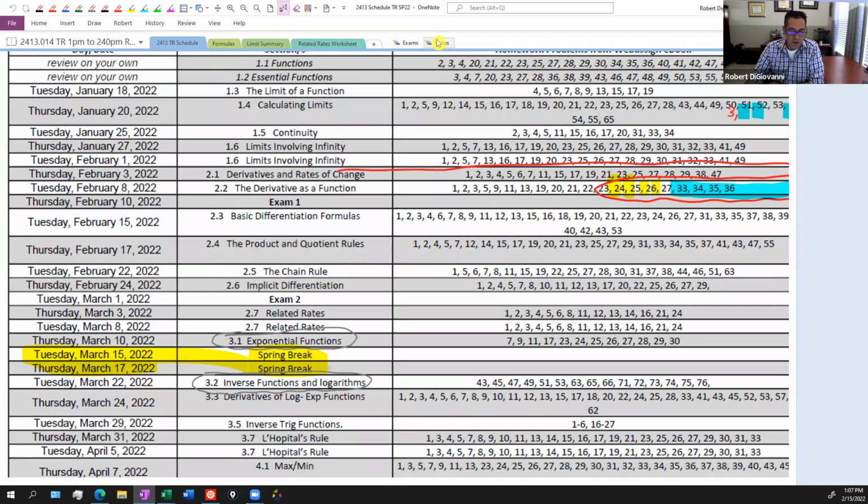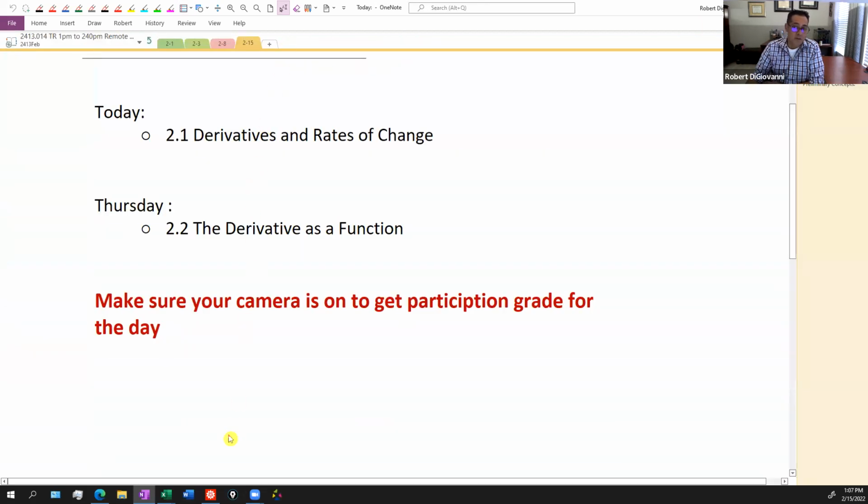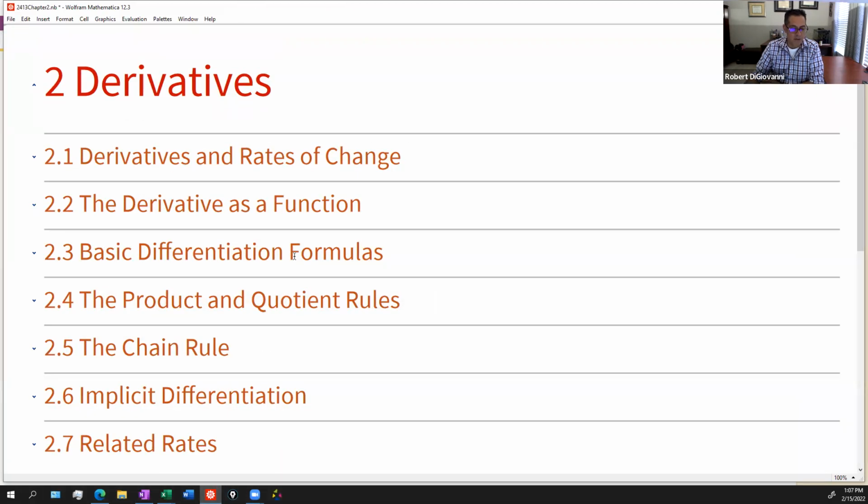Now, in terms of 2.1, we are starting a new chapter, right? So these are the notes that I have available to you in Canvas. The title of the chapter is derivatives. So we spent most of chapter 1 talking about limits, right? Your test was almost entirely limits, right? So chapter 2 has to do with derivatives.